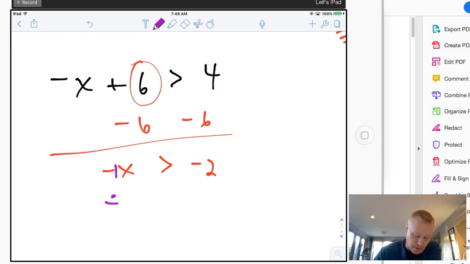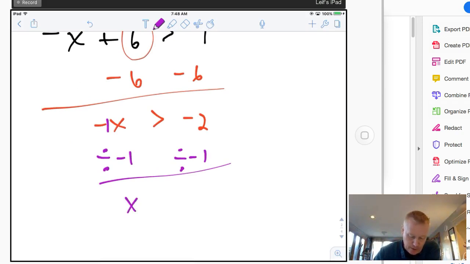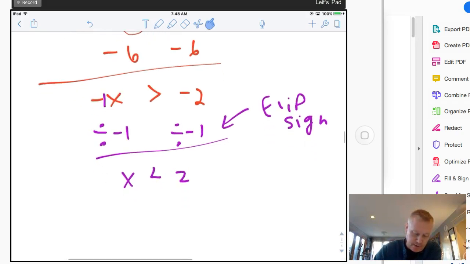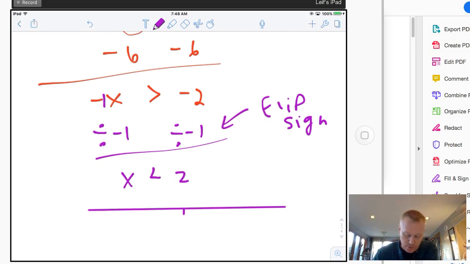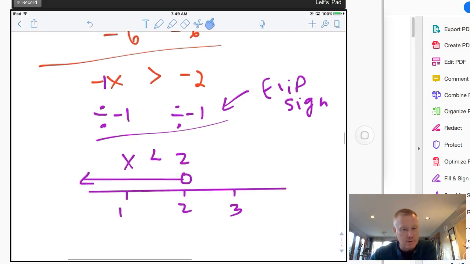So I'm actually going to divide both sides by -1 right now. And when I do that, I get positive x. I have to flip the sign because I divided by -1. -2 divided by -1 is +2, and that's the answer, okay? If I was going to graph this on a number line, they told me to graph the solution. Here's 2, here's 3, here's 1, open dot. Less than 2 would go towards the 1, okay? And that's the solution.